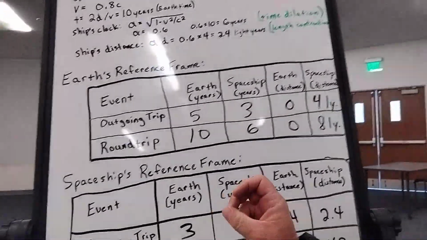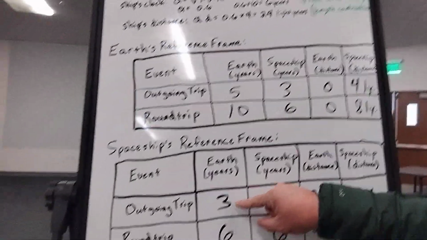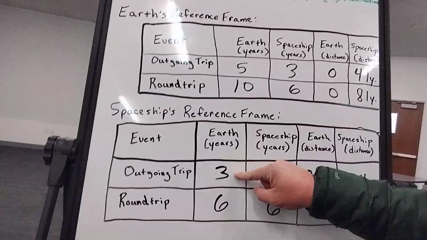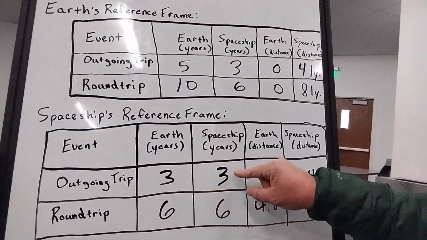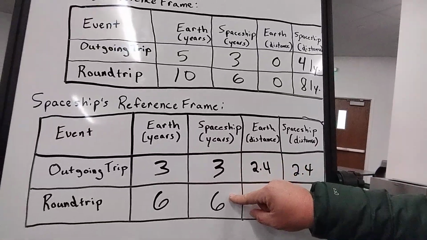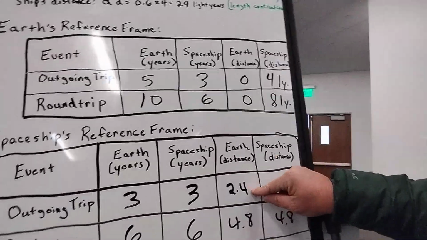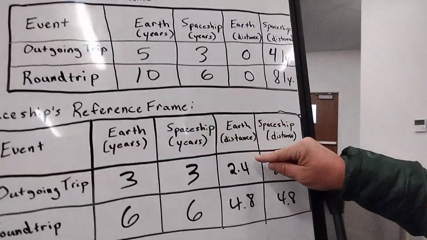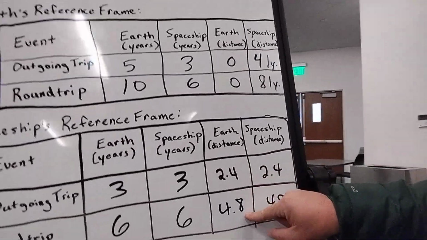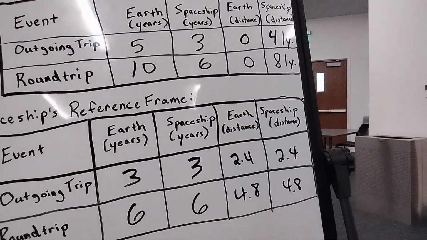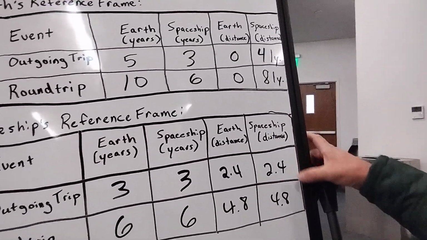So from the spaceship's reference frame, we have 3 years outgoing, 6 years for the round trip. Now, the spaceship did 3 years outgoing and 3 years back, which gives a total of 6. So this is all in the spaceship's reference frame. The distance the Earth traveled was 2.4 light years away. The total was 4.8 on the outgoing and the return. The spaceship's distance was 2.4 light years and 4.8.